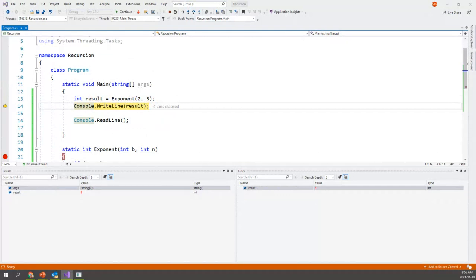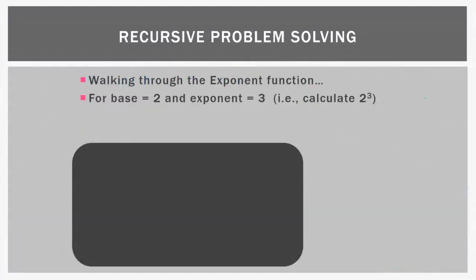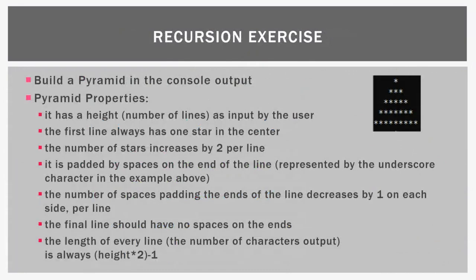Now there's some more slides in the slideshow that step us through this process. I tried to use colors to indicate the different calls. So now here's our challenge to see if you can make something similar. The challenge is to build a pyramid in the console output without using any fancy alignment techniques, just using white spaces and stars.